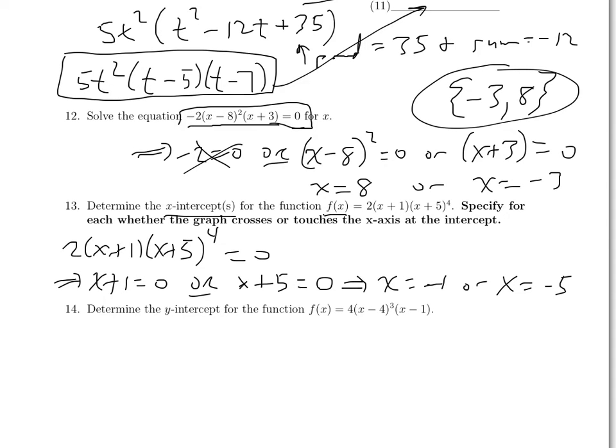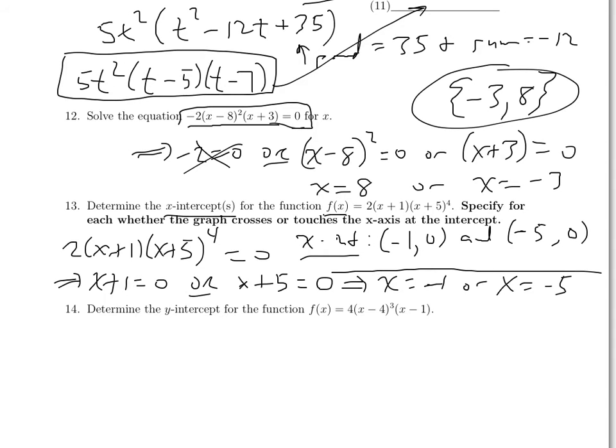So the x-intercepts here then, it doesn't say to write these as points, so I guess either way is okay, but here they are as points. Two x-intercepts are negative 1, 0 and negative 5, 0.